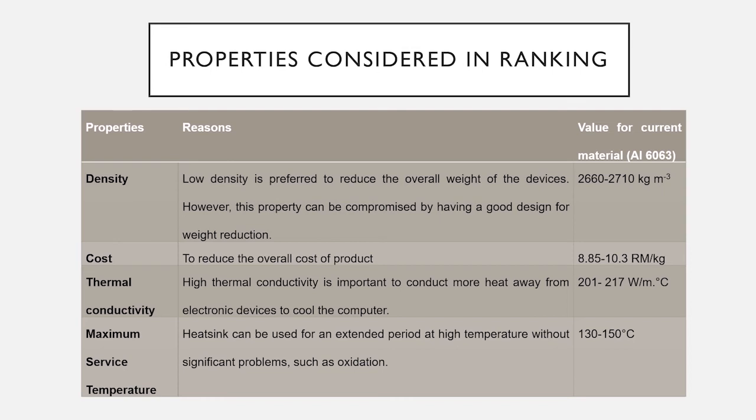For thermal conductivity, we need high thermal conductivity because it is important to conduct more heat away from the electronic device to cool the computer. The last one is maximum service temperature, which means the heatsink can be used for an extended period at high temperature without significant problems such as oxidation. These values are for the current material, which is aluminium 6063.